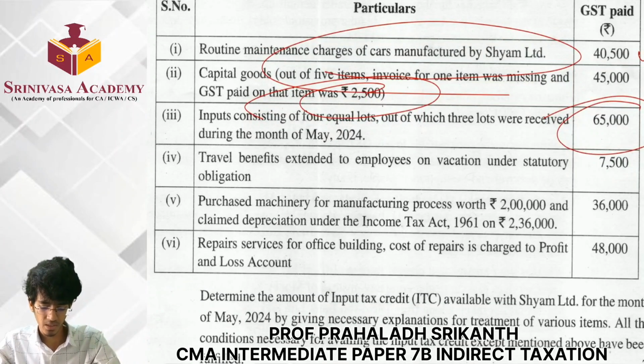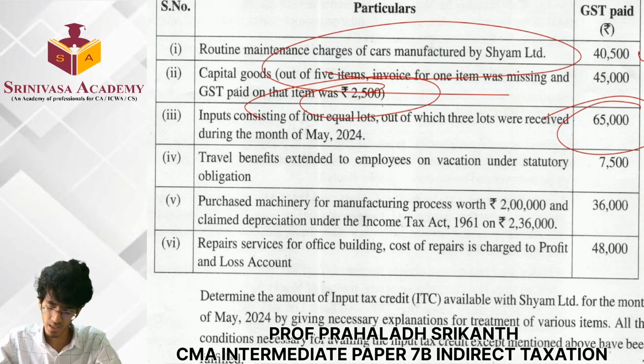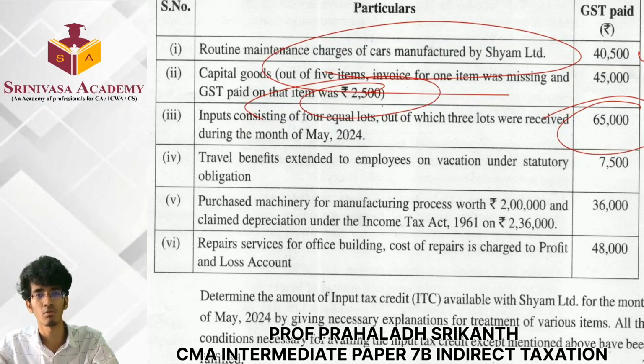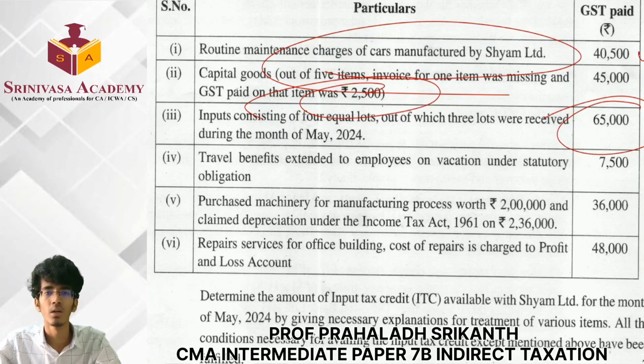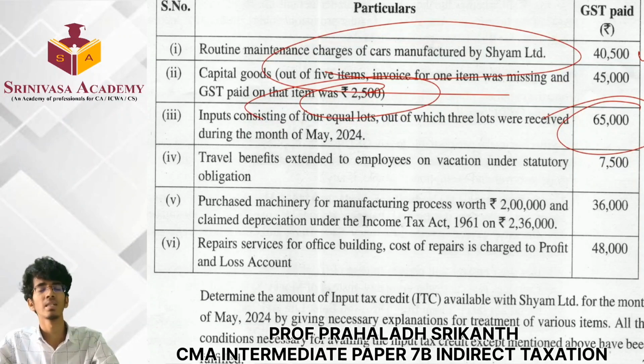Fifth point. Purchase the machinery for the manufacturing process worth ₹2 lakh and claim depreciation under the Income Tax Act 1961 on ₹2,36,000. They have purchased 2 lakh worth of machine and paid GST of ₹36,000, so their total value is 2,36,000. So as per section 16, depreciation component, section number 16, subsection 3.